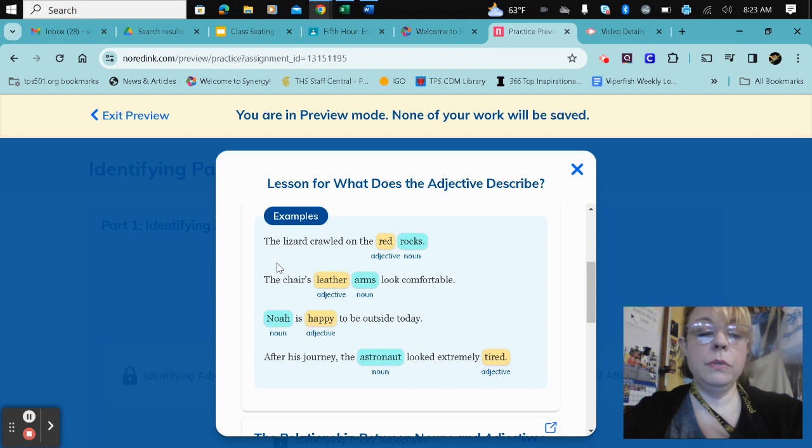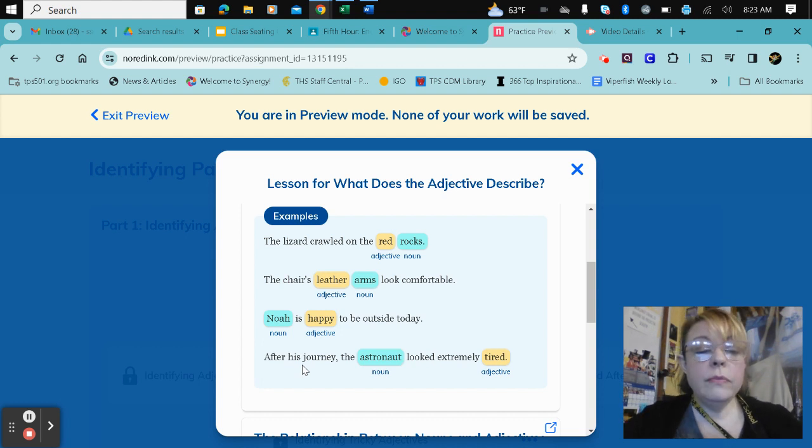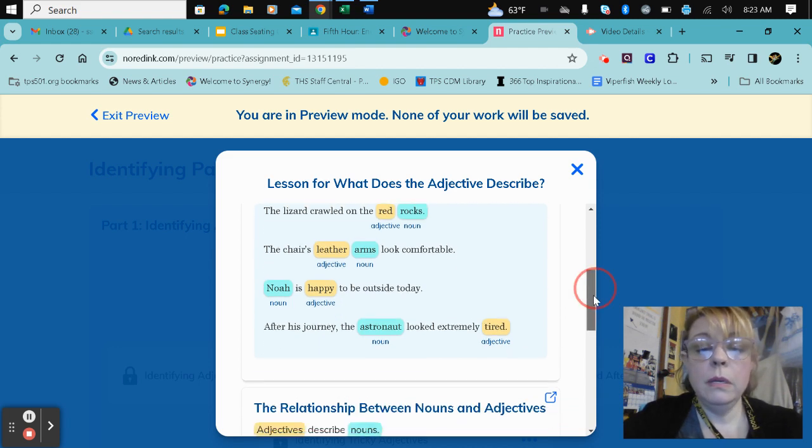Those are the adjectives. So, the lizard crawled on the red rocks. Red modifies rocks. The chair's leather arms look comfortable. Leather's the adjective. Noah is happy to be outside today. So happy is the adjective. Noah is the noun that it modifies. After his journey, the astronaut looked extremely tired. Tired is the adjective, and it is describing the astronaut.